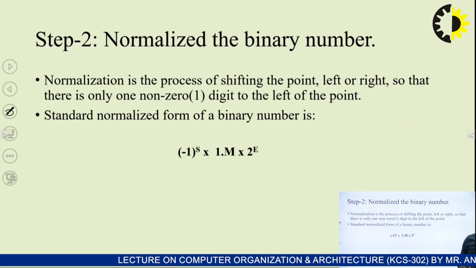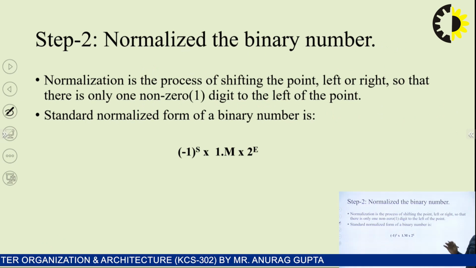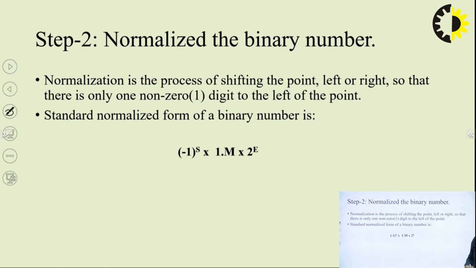So now we have to normalize our binary number. For normalization, there is only one thing we need to do. Normalization is the process of shifting the point, because our point is floating in the given number. So normalization is the process of shifting the point either left or right, so that there is only one non-zero digit, and if we are considering a binary number, that non-zero digit would be 1 only. So one non-zero digit to the left of the point.